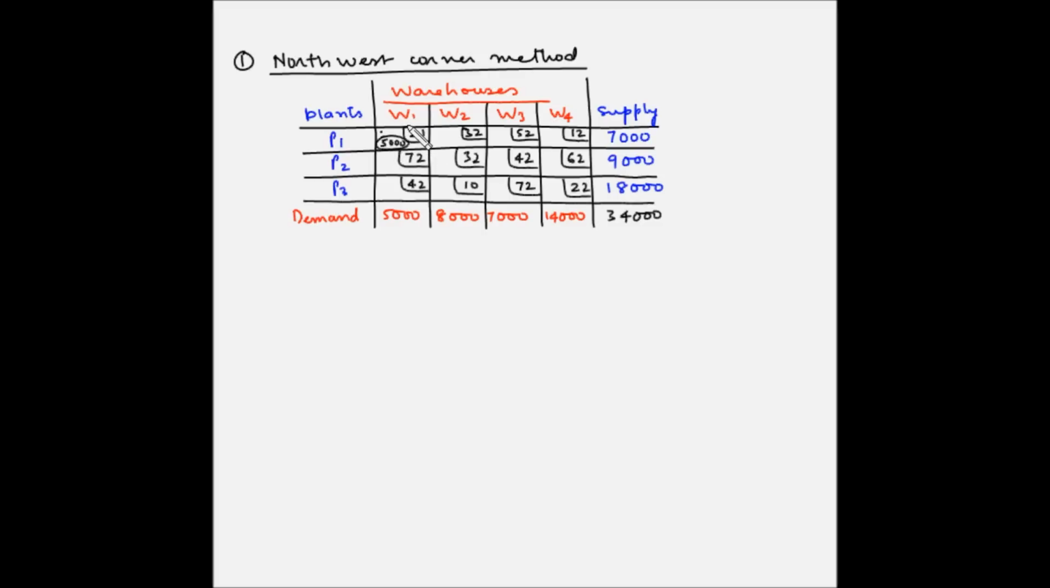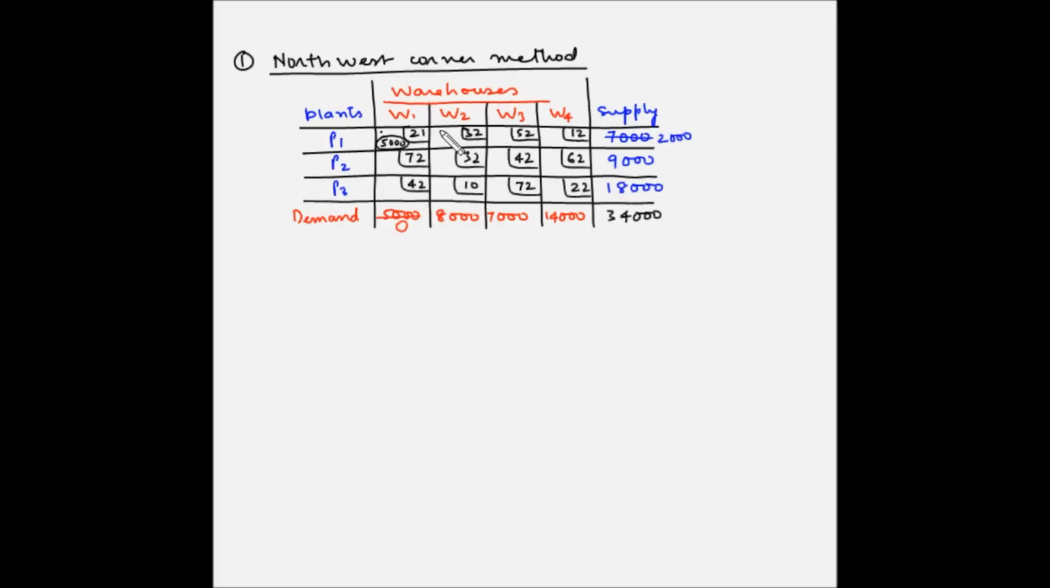Now with this allocation, the entire demand of W1 has been met. So the remaining demand is now zero, while for P1, the supply availability now after this allocation is 7,000 minus 5,000, which is 2,000 units. So now, since the entire demand for W1 has been met, however, P1 is still having some supply availability. So we'll move to the square to the right and try to allocate as much as possible.